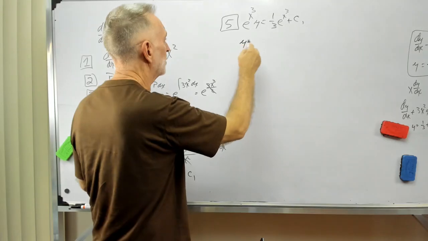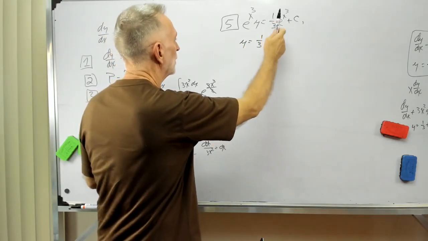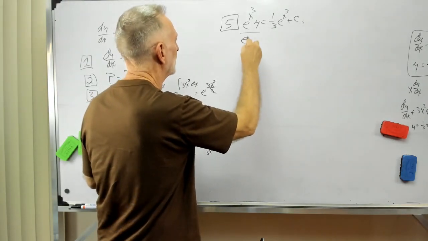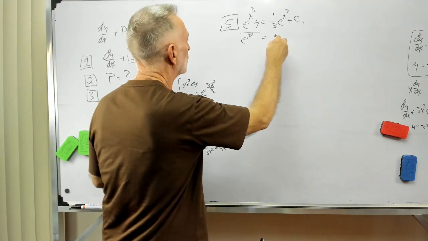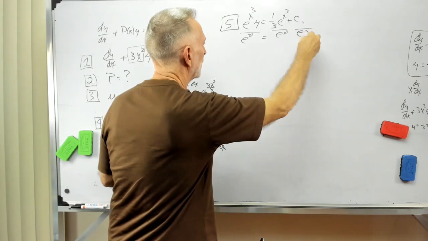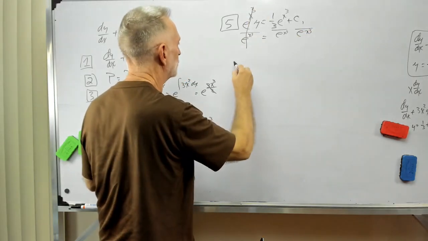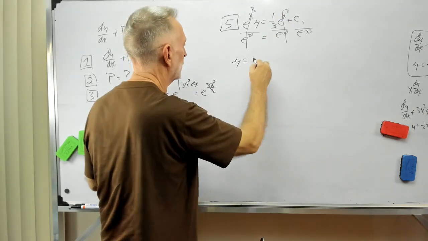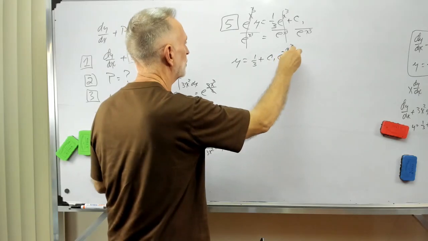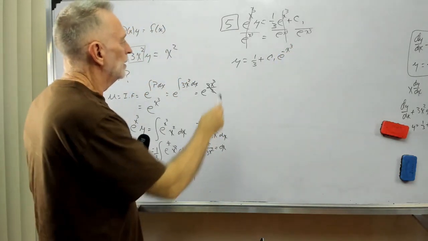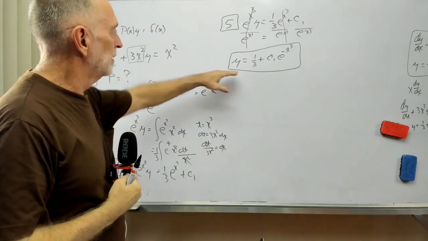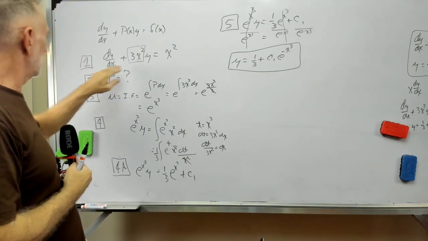If I divide that here, that's 1/3. e to the x cubed y divided by e to the x cubed cancels here. So y equals 1/3 plus c1 e to the minus x cubed. And that, my friend, would be the equation that this differential equation came from.